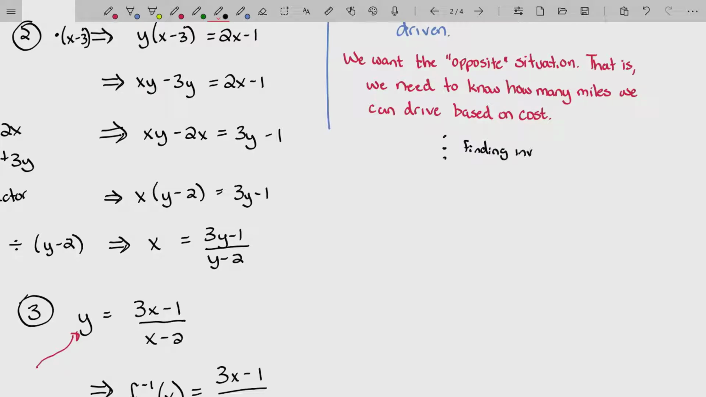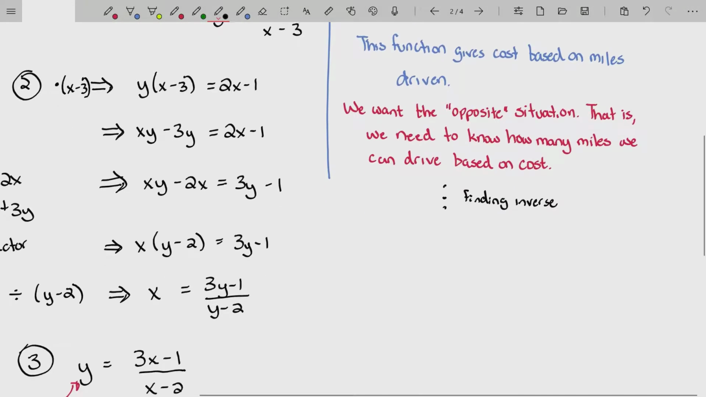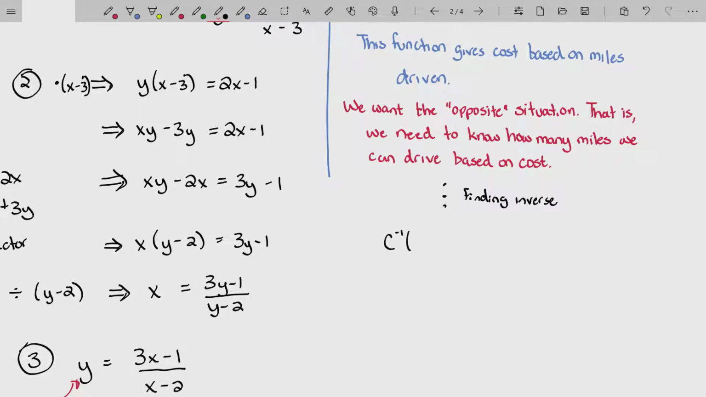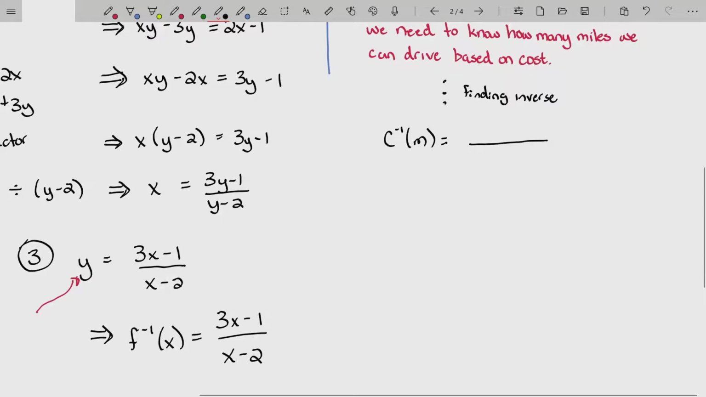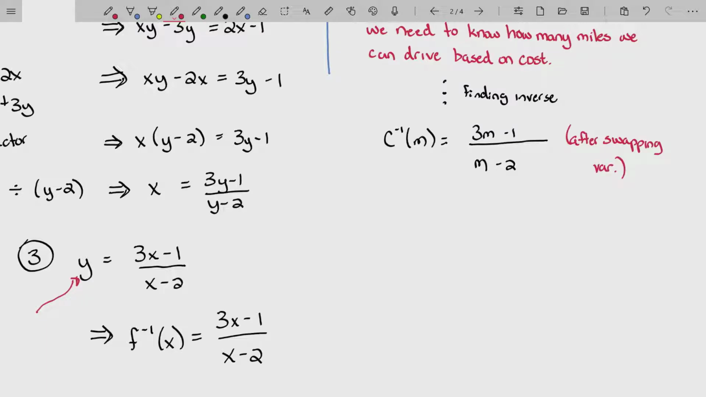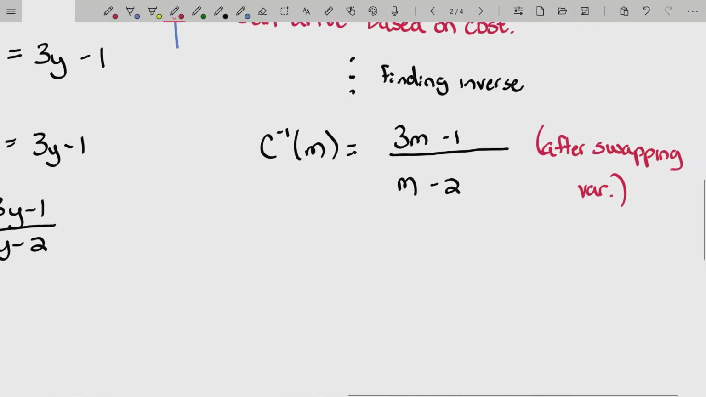Finding inverse. And if we go through all that work, found the inverse, and then swapped variables, we would have, well, let's see, C inverse of m is equal to the fraction (3m minus 1) over (m minus 2). This is, again, I wanted to make note here, this is after swapping variables. And this is why I'm trying to convince you that swapping variables in applications is a terrible idea.